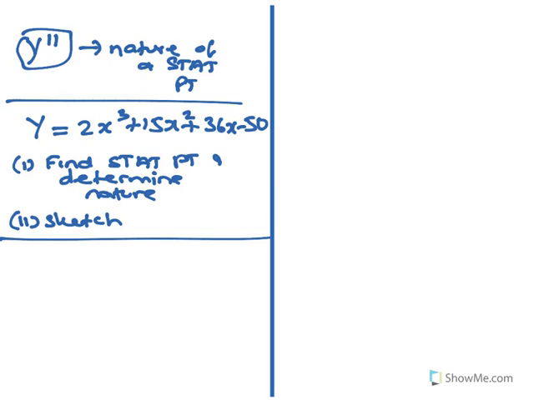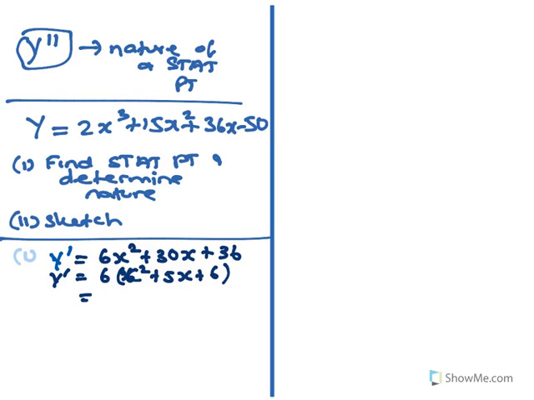Okay, so first step, need to find y dash. Okay, so y dash will equal 6x squared plus 30x plus 36. Factorise that, so common factor 6. So that will give you x squared plus 5x plus 6. Factorise again, so you get (x plus 2)(x plus 3).